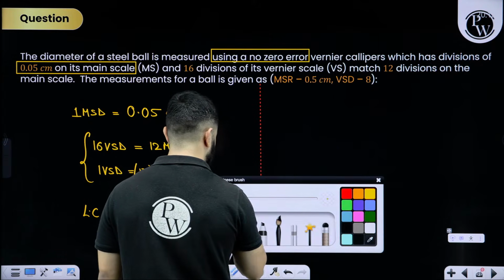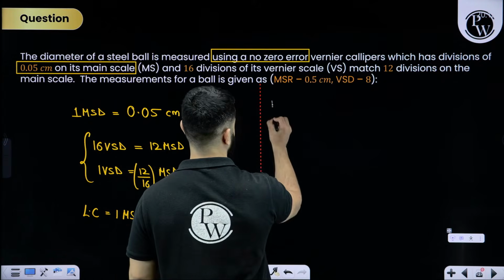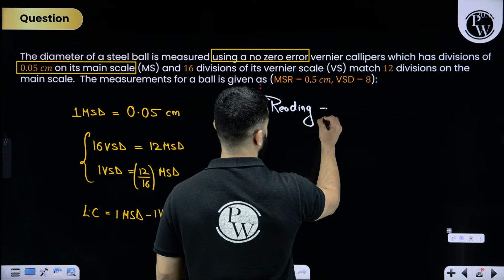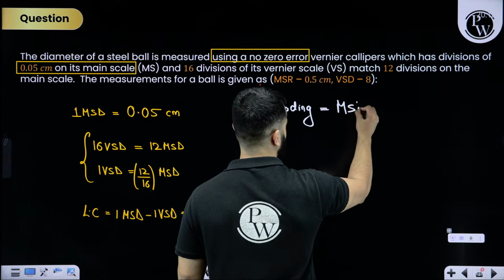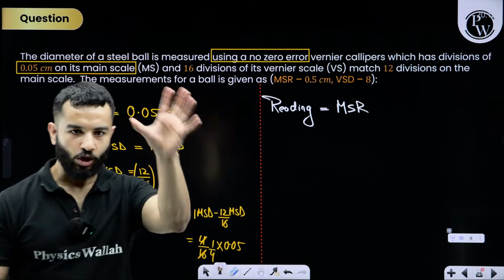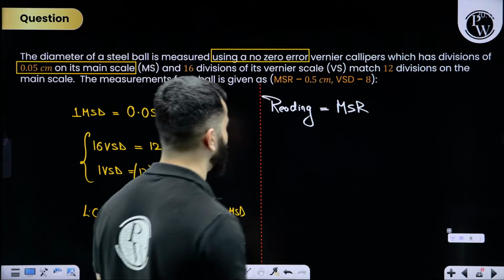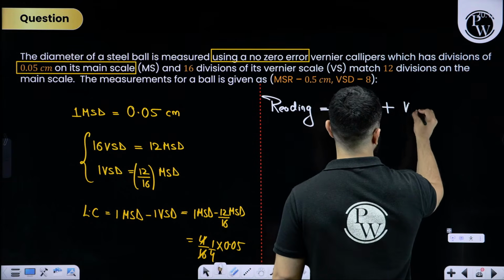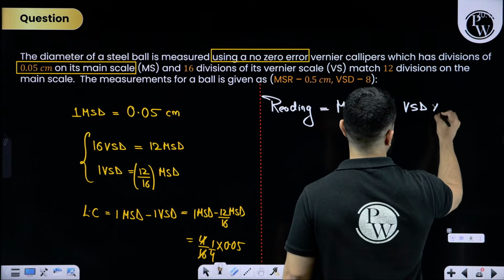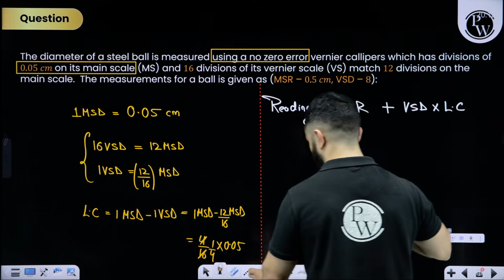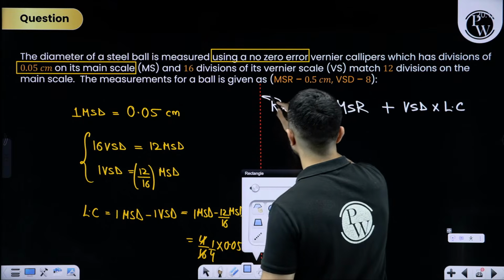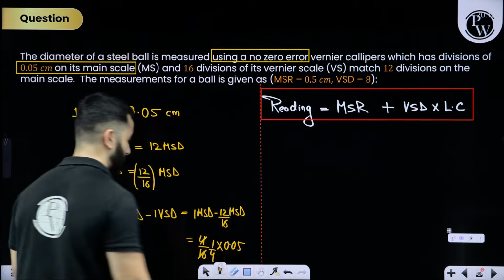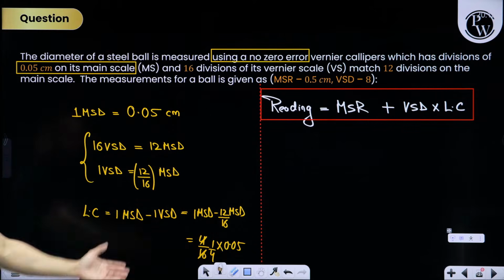So reading of a vernier caliper is written something like this. This is your final reading. As I have told you, first we will be talking about main scale reading. Got it? First we are going to talk about main scale reading, and then we will say main scale reading plus vernier scale division multiplied by least count. Right now we are not discussing any error. After this particular question we will be discussing that. Clear? Solve it, find that one out.